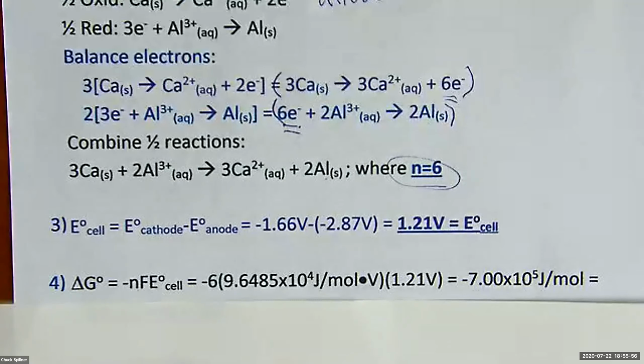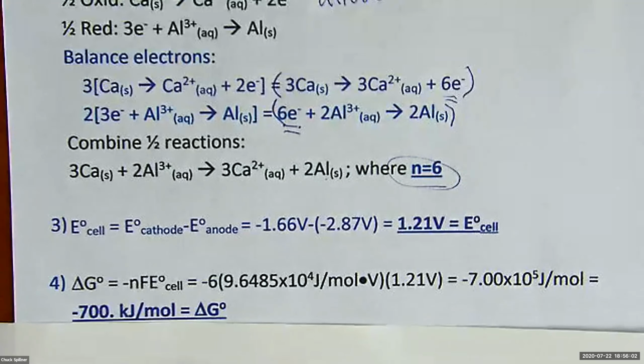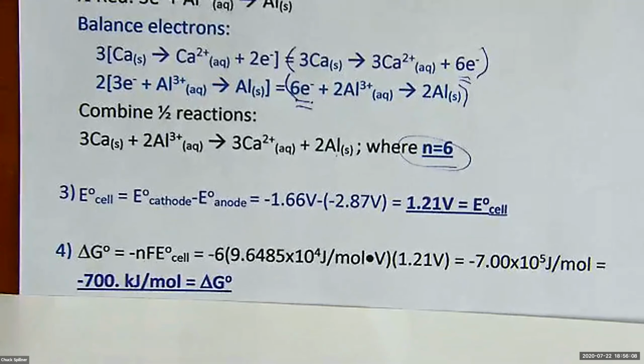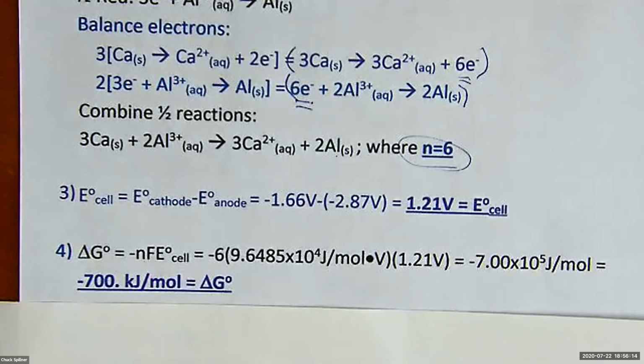So usually free energies are large numbers, so we usually report those in kilojoules per mole. So I did that here. This turns out to be 700 kilojoules per mole, and it's a negative. Negative 700 kilojoules per mole is our free energy change for this reaction. That's pretty big. And it's negative, which indicates it's consistent with a spontaneous reaction.